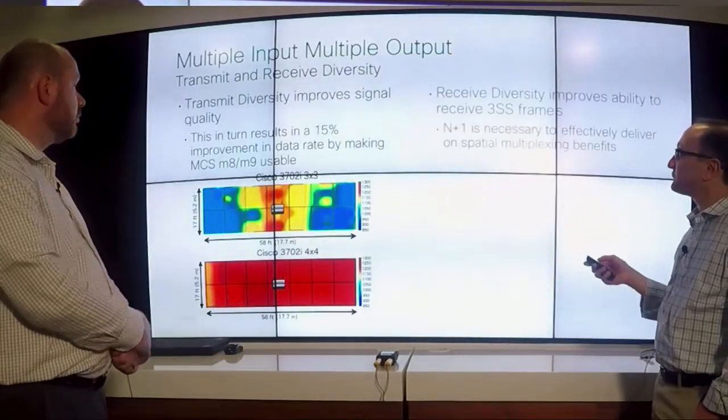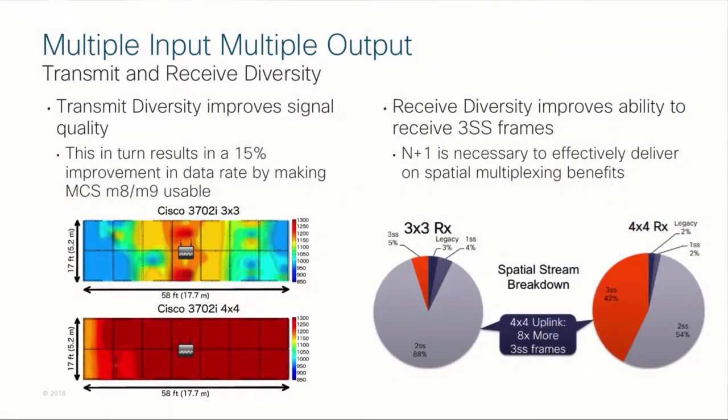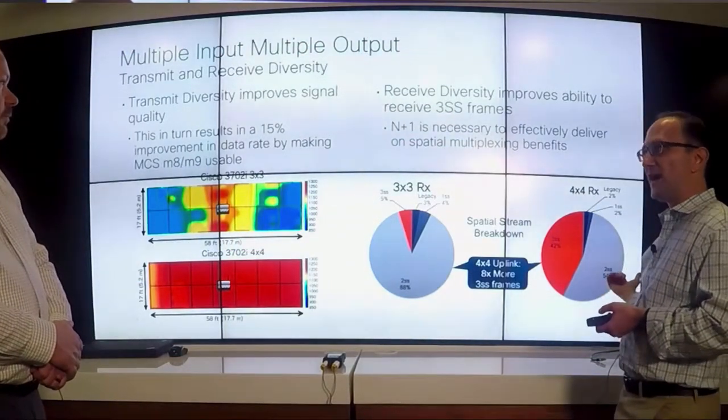Now the same holds on the receive side. Remember that idea of spatial streams. Let's say I've got four transmitters and receivers. Why wouldn't I do four spatial streams? Well, the reason is then I'm going to lose that ability for the transmit and receive diversity. And what's interesting is if you try to do that, you actually get just the same overall data rate as if I did three spatial streams, because I'm going to constantly drop packets. I'm going to have to throttle back.